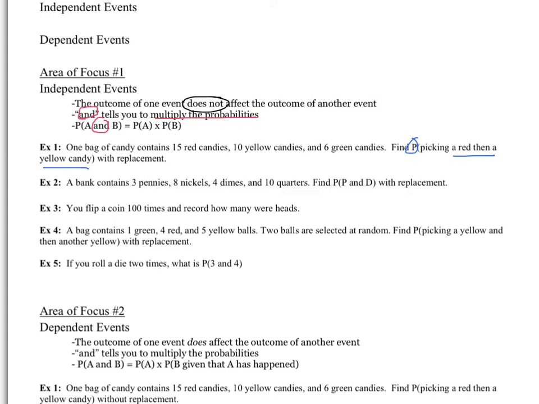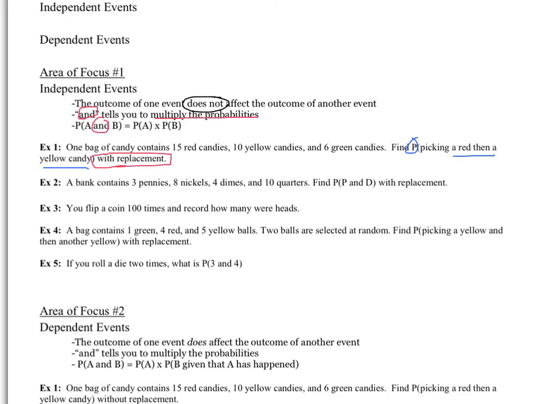Now you have to know some information here to decide if they are independent or not. And one of the key phrases you hear is replacement. If you have replacement, you're putting back the first candy you drew, therefore the total number of pieces of candy are still the same. So it's very important to understand that when you have replacement, you have independent events.